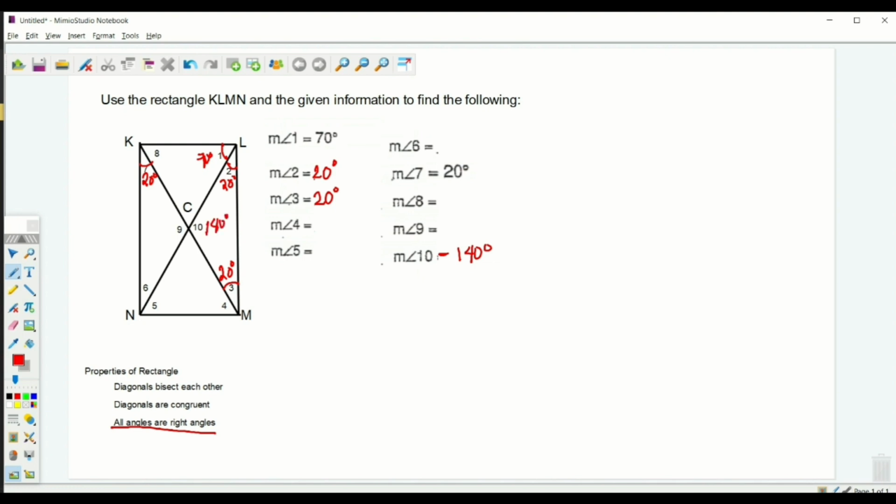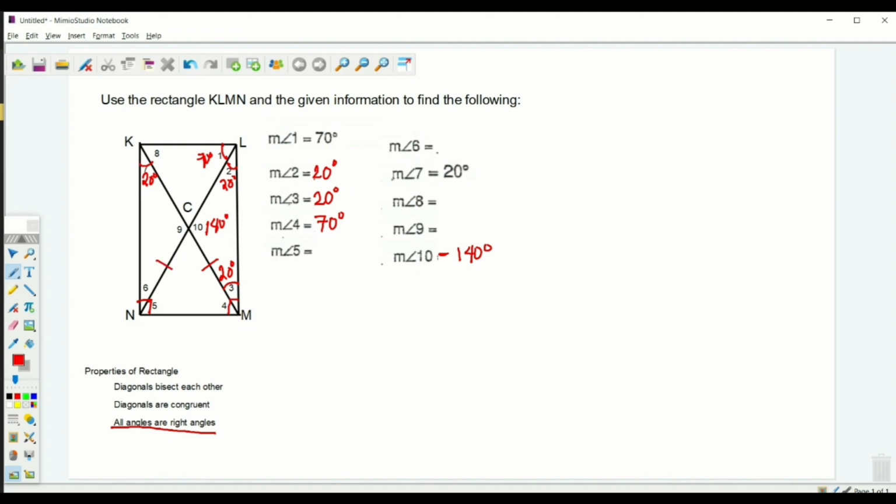Okay, let's now proceed. Now, in this case, we have angle 4. So kung may 20 ka na rito and this is a right angle, ilan na lang ang kulang natin? Very good. That is equal to 70 degrees. And angle 5 is a base angle, remember? So these two are congruent.